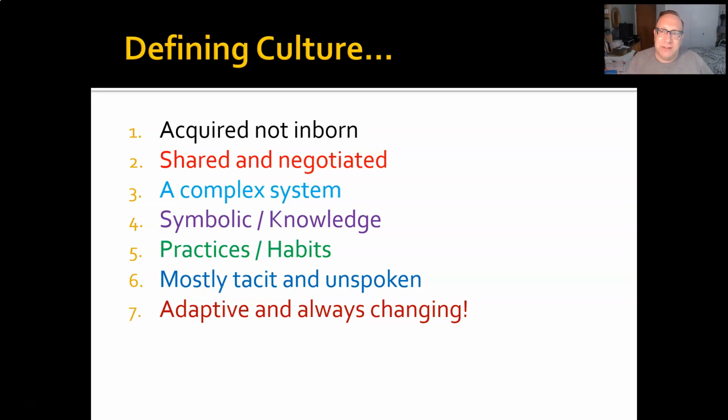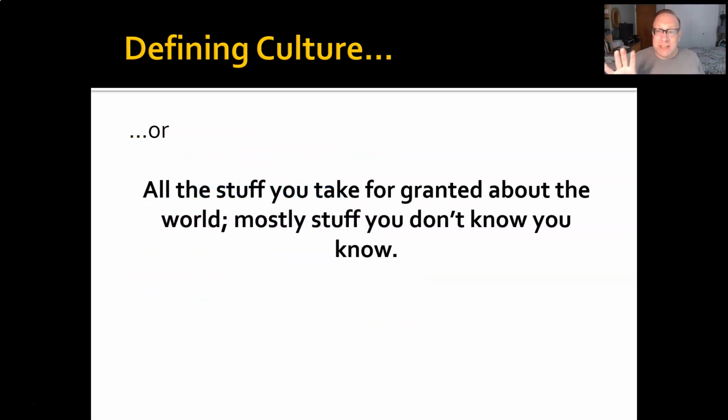Finally, the important thing about culture is that because it's both shared and negotiated, it's always adapting and changing. So it is able to do within a lifetime what would have taken generations of mutation and natural selection if we went the old biological evolutionary route. You want a simpler definition? It's everything you take for granted about the world, and it's mostly stuff you don't know. That's a brief take. Don't take this to your anthropology professor, though, as gospel.